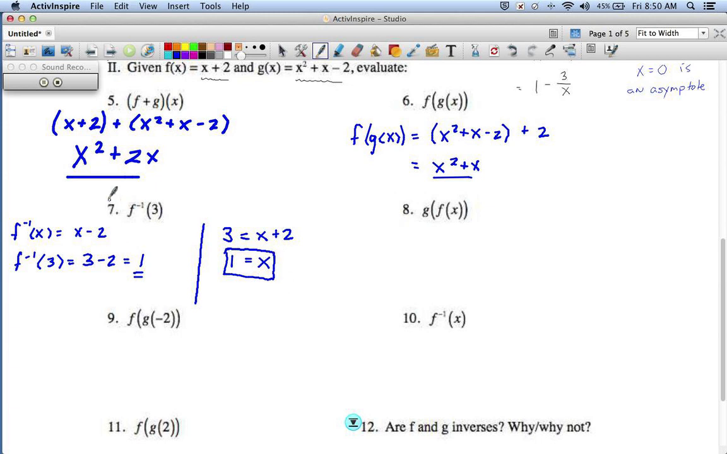The nice part is here, number 7, is that I actually did number 10 at the same time. So let's just jump right down here, f inverse of x. We switched our x and y, and we just simply solved and got x minus 2.